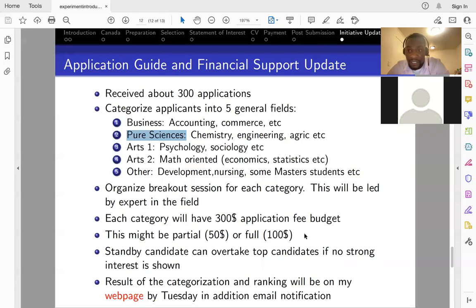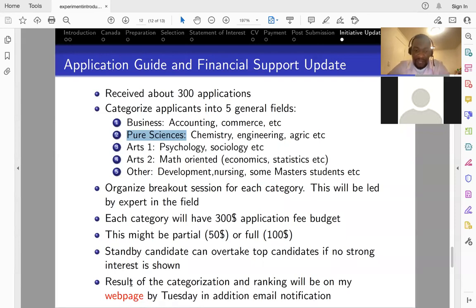We check if the person has it, then we just give the person that chance. So that's how it's going to work. So be mindful of your position, be mindful that it might expire. It depends on your interest as well. Others are waiting for that opportunity as well.